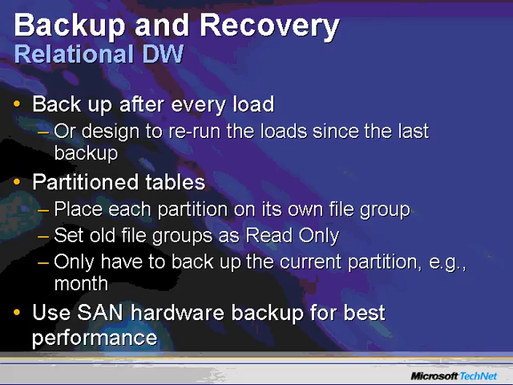On the relational data warehouse, the most important thing to know is that partitioned tables really help our backup and recovery story. The reason that partitioned tables are important for backup and recovery is that each partition can be placed, and should be placed, on its own file group. And we can set old file groups, so these are file groups for data from last month or last year, as read-only. Then the standard relational backup only backs up the current partition, for example, the current month. So with a data warehouse fact table that includes 5 years of data, if we only have to back up the current partition, then that obviously makes our backup perform an order of magnitude better than if we have to back up the entire table.